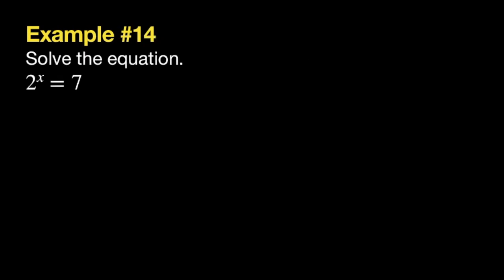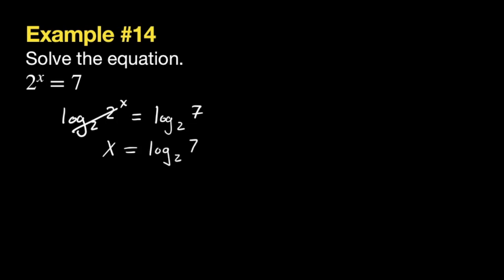So now we're going to combine everything from the lesson to make sure that we're able to solve this equation. So we're going to start by getting rid of the 2 to make sure that we can bring down the x. So we're going to put log base 2 of 2 to the x, and that's going to be equal to log base 2 of 7. So this cancels and you're left with x is equal to log base 2 of 7.